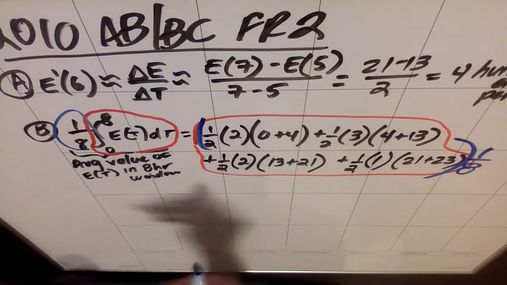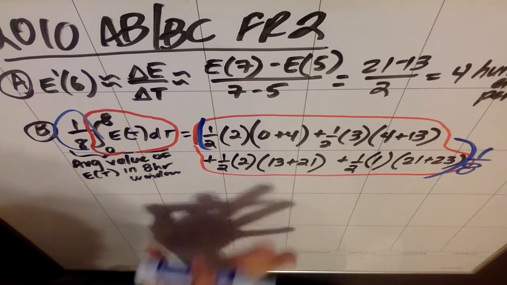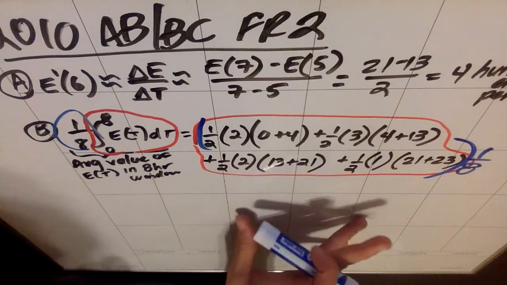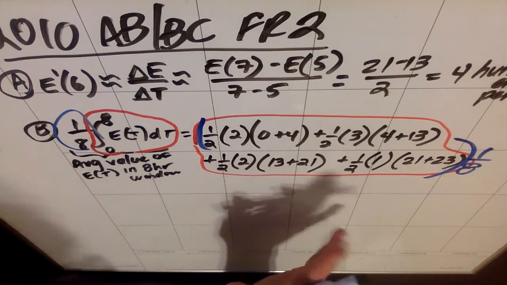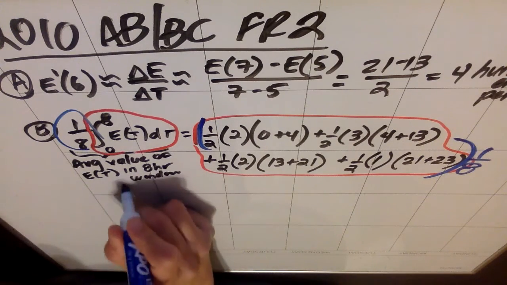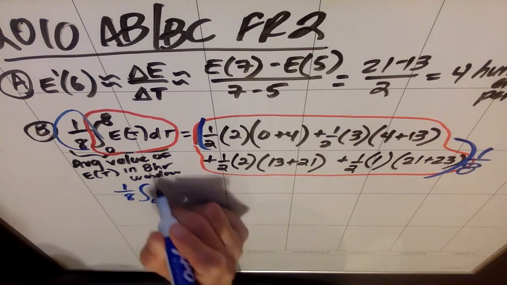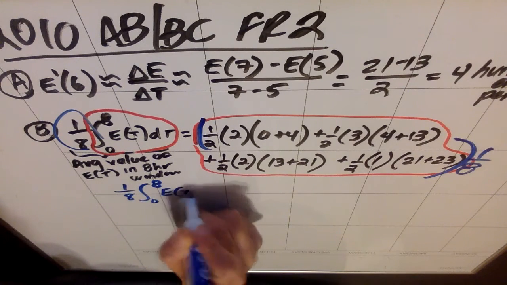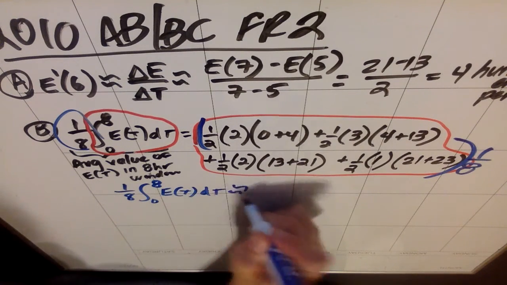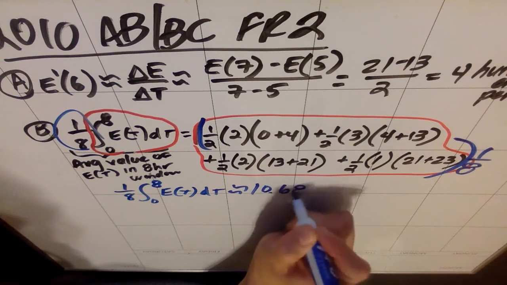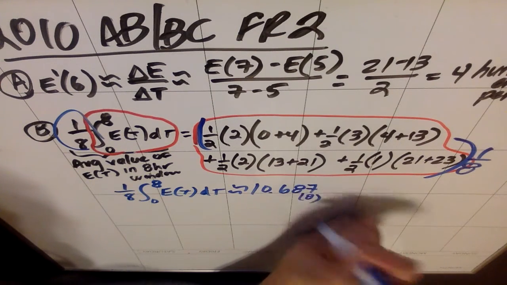So I didn't have the 1/8. I need to show them this work. It is a calculator section. You don't have to gut out the rest. You can type it in. You can do whatever you think is easiest. Either way, you're going to get that this 1/8, the integral from 0 to 8 of E of t dt, is approximately 10.687 or 8, depending on if you round or truncate.